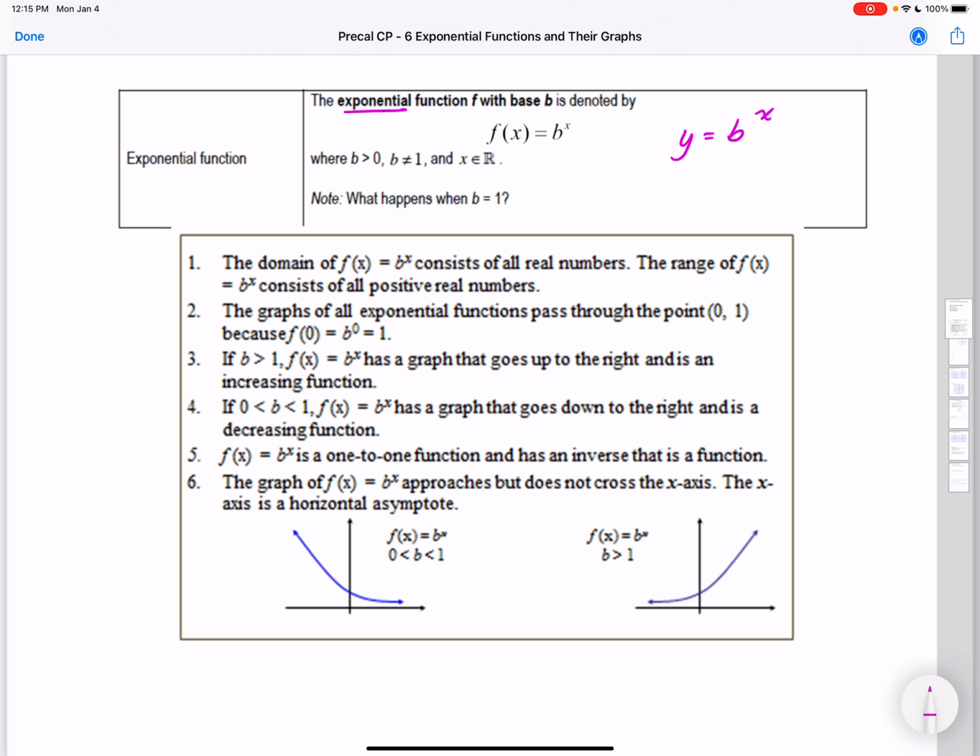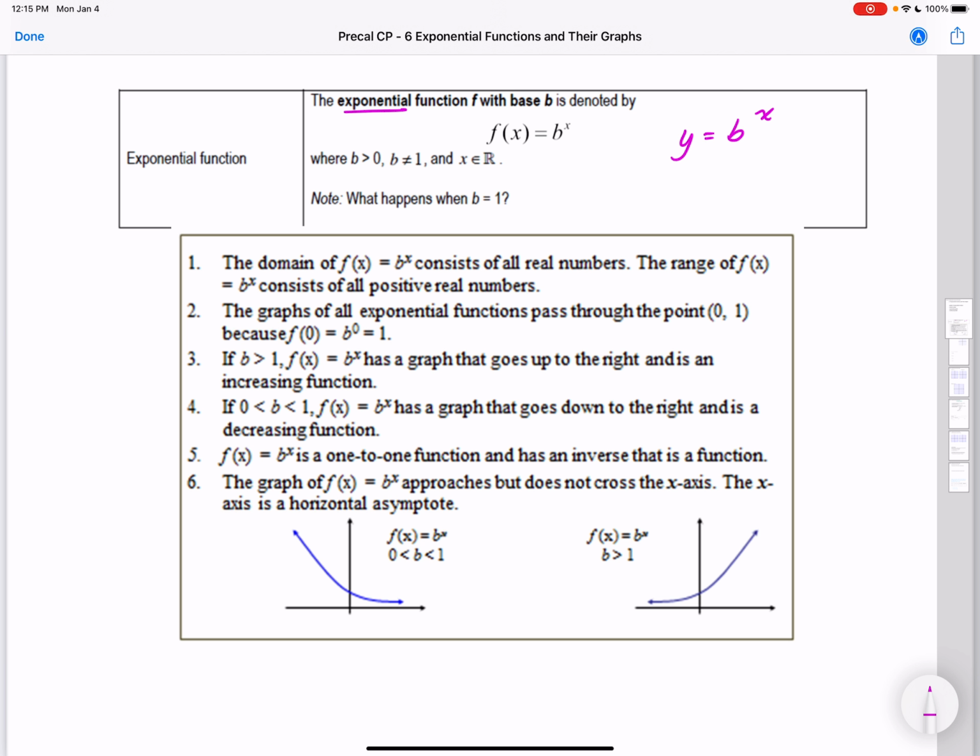But what we know about it is that it's bigger than 0, so it's not a negative number, and it also cannot equal 1. And then our x's, anything that we have in the exponent, is a real number. And so those are any number you really will think of, except the square root of negative numbers. Those are not real numbers.